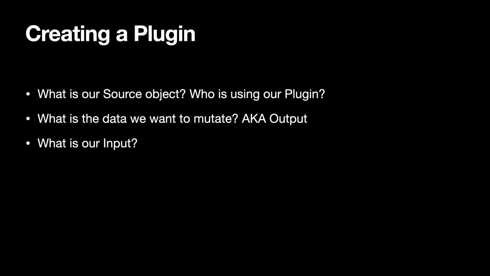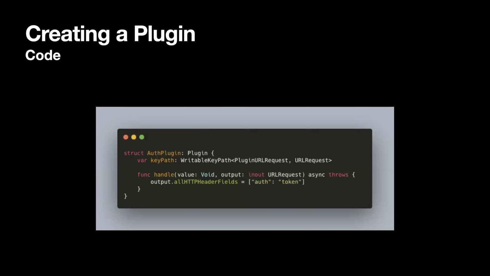So to create a plugin, we have to ask some questions, and mainly it's those source object, output and input. The first question is, what is our source object? What are we making this plugin for? Where is this plugin going to be used? And then also what data are we mutating, aka the output. And then lastly, what input do we need? Do we actually need input, or can we work off of a void call? If someone just calls this, can we do the action, or do we actually need that int, that string, or a more specific type? Feel free to stop me if you have any questions.